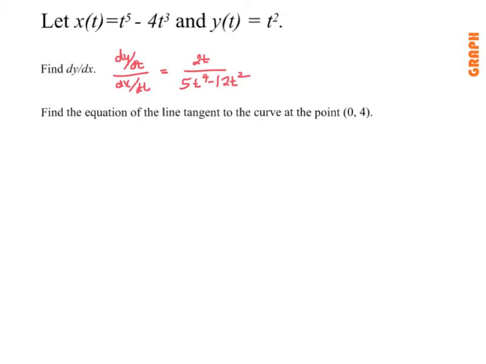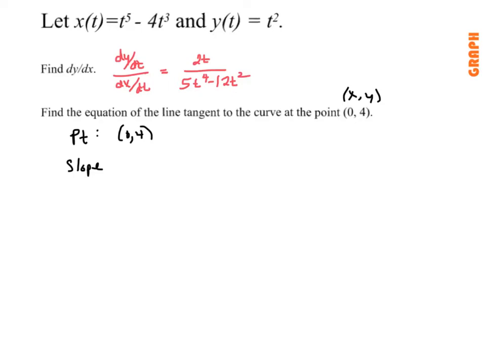And it says find the equation of the line tangent to the curve at the point 0, 4. Well, we always need two things, right, for a tangent line. We need a point and we need a slope. Well, the point we've got. The problem is, as we go to plug into the derivative to find the slope, we find out we don't really have a t to plug in. We've got an x and a y, but we don't have a t. But we should solve it.